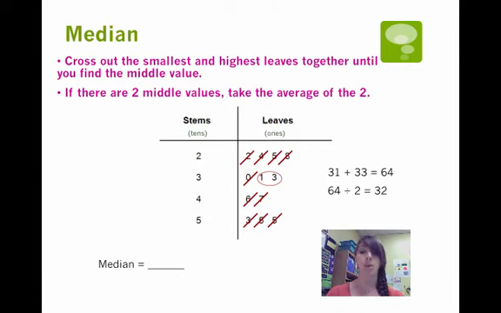So we do 31 plus 33. Remember, this isn't 1 and 3. It's 31 and 33. You can't forget about those stems. Equals 64. 64 divided by 2 is 32. Our median is 32 here, okay? Stem and leaf plots just organize it and make it really awesome.